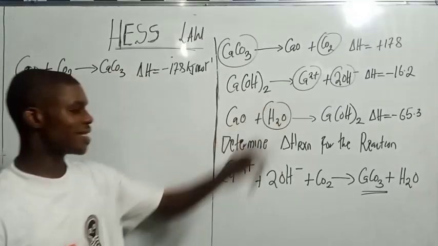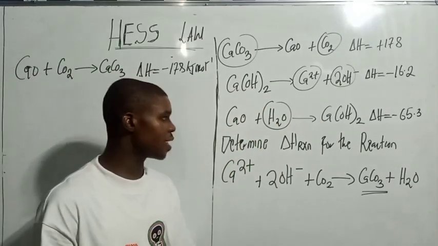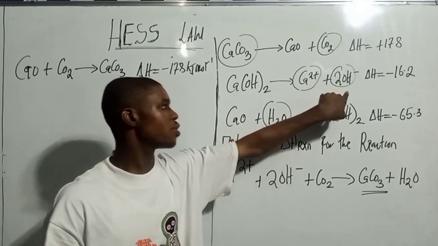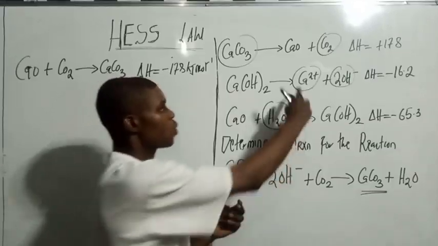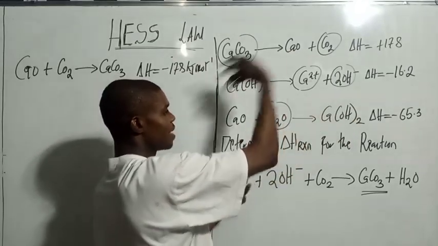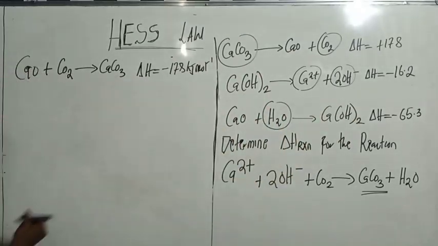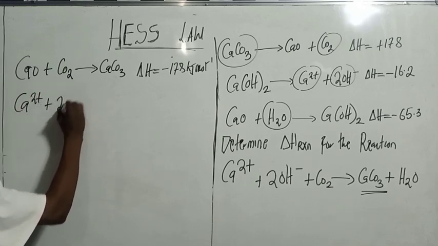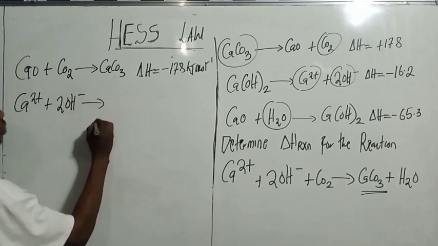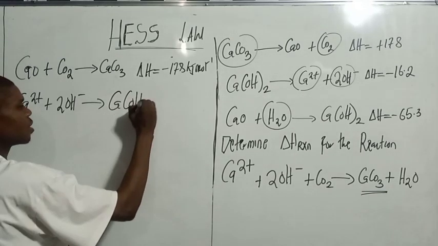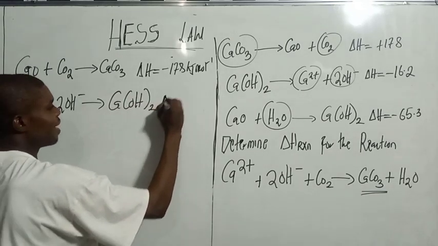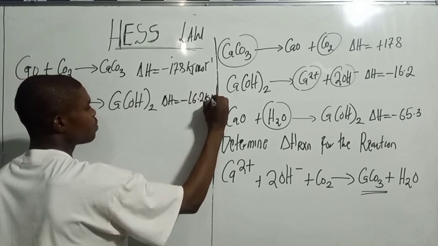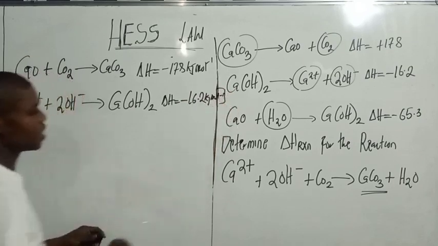Now, the second one, what we want to do here is reverse it, because these two are on the product side here, but here they are on the right hand side. So you have to circle out this one here. So you want to reverse it. If you reverse it here we have Ca2+ plus 2OH minus, giving you Ca(OH)2. Delta H is minus 16.2 kilojoules per mole. You have to be taking note of this here.